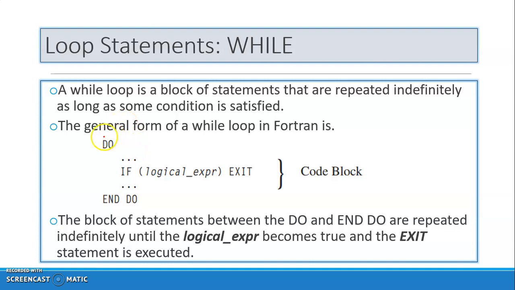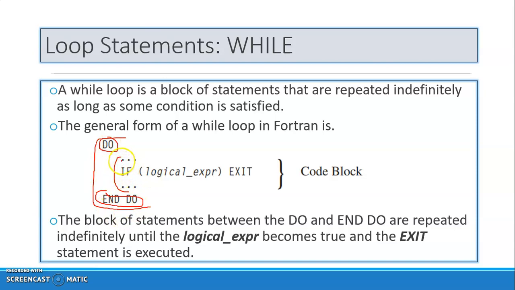To create a while loop in Fortran, we start with the keyword do and we end with the keyword end do. So anything inside here is considered to be the body of this loop, so we call it a loop body, from the do up to the end.